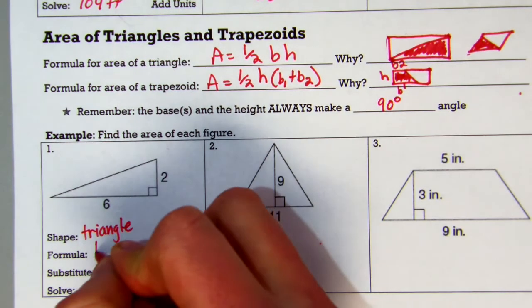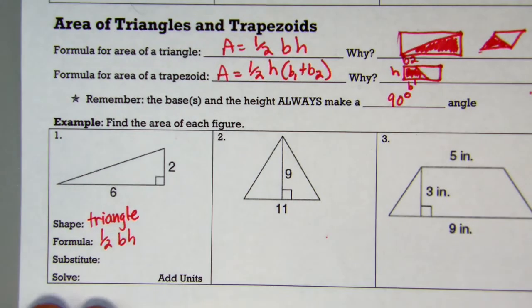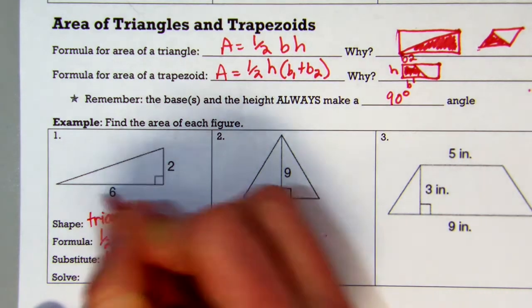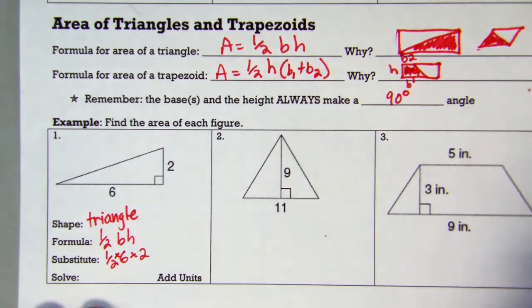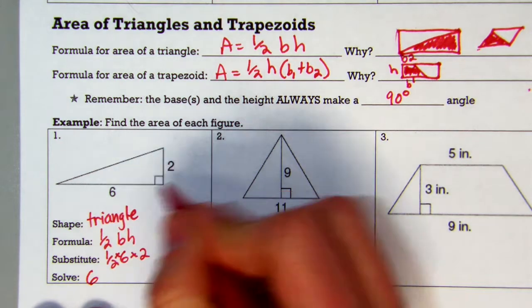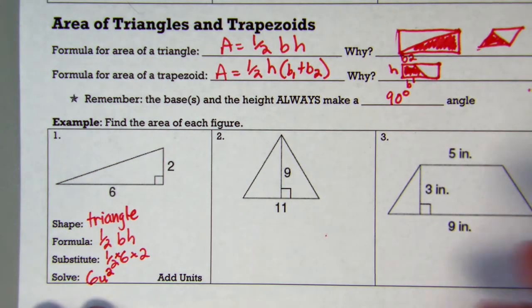The formula for our triangle is half base times height. We're going to go ahead and substitute our numbers in. So I have half, and then my base is 6, and my height is going to be 2. Multiply those together and I get 6. And I'm going to add my units. Because there's nothing there, I'm going to go ahead and put a u squared for units squared.